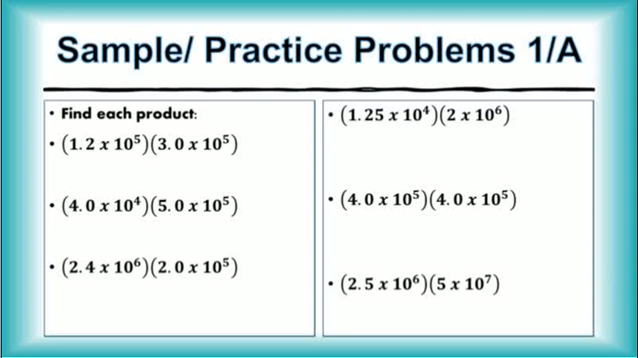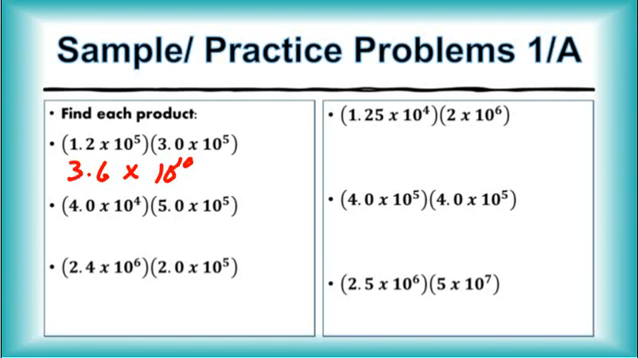Here we have 1.2 times 10 to the 5th times 3 times 10 to the 5th. We want to find the product, so we're just going to multiply those. 1.2 times 3 gives us 3.6. Then we multiply that by 10 to the 5th times 10 to the 5th, that is 10 to the 10th. And the last thing we have to check is to make sure that our decimal is in scientific notation. It is, so we have our answer.